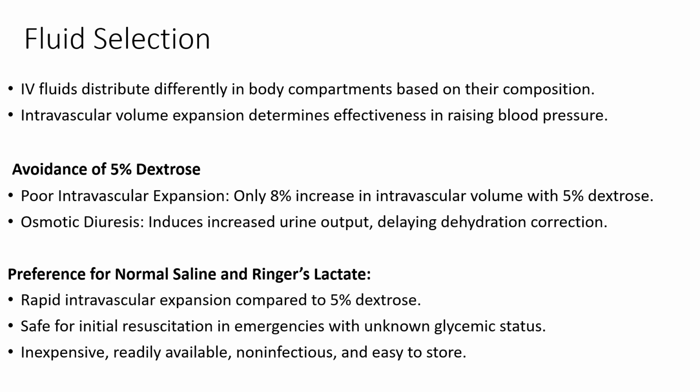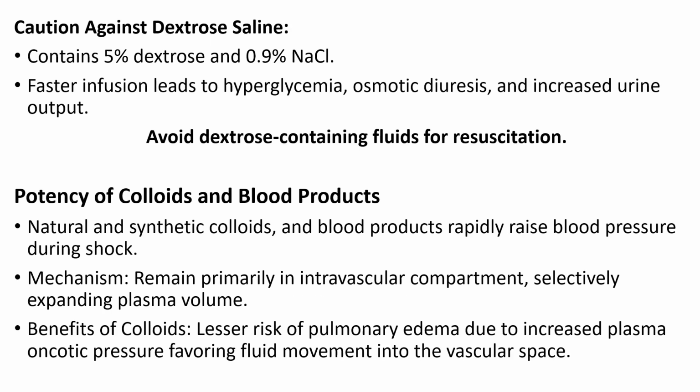Avoidance of 5% dextrose: 5% dextrose has poor intravascular expansion, with only an 8% increase in intravascular volume, and it also causes osmotic diuresis, thus increasing urine output and delaying correction of hydration status. Preference is for normal saline and Ringer's lactate, which give rapid intravascular expansion compared to 5% dextrose. They are also very safe in initial resuscitation in emergencies with unknown glycemic status. They are inexpensive, readily available, non-infectious, and easy to store.